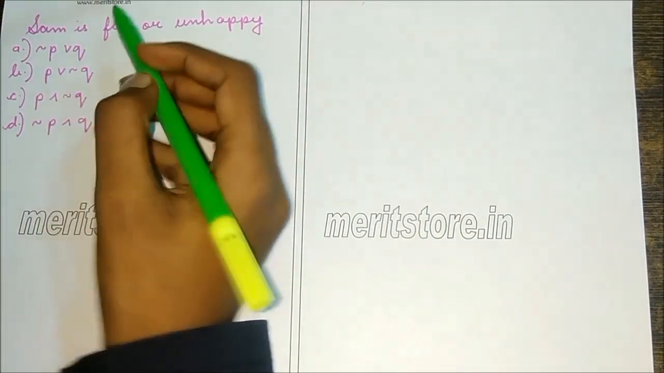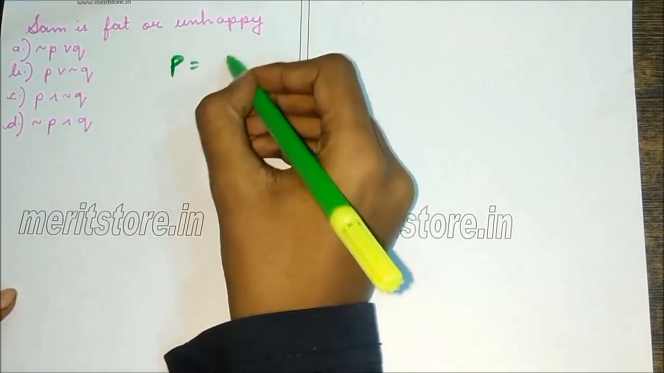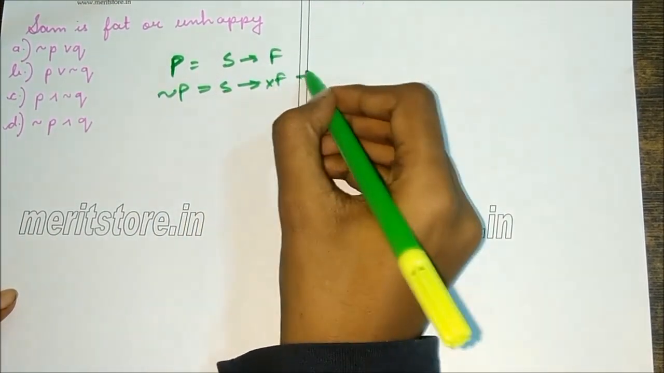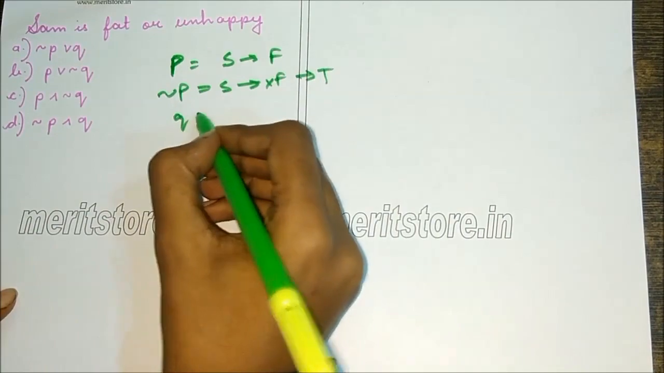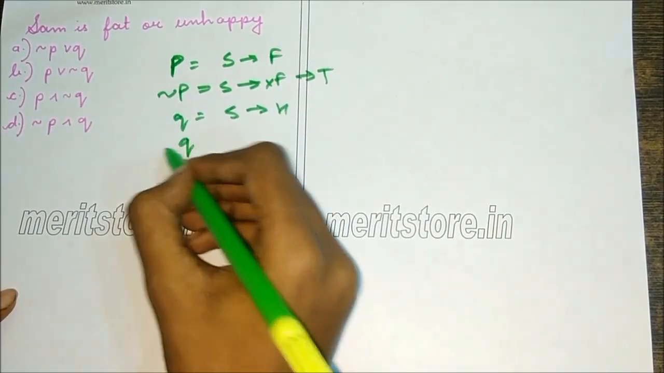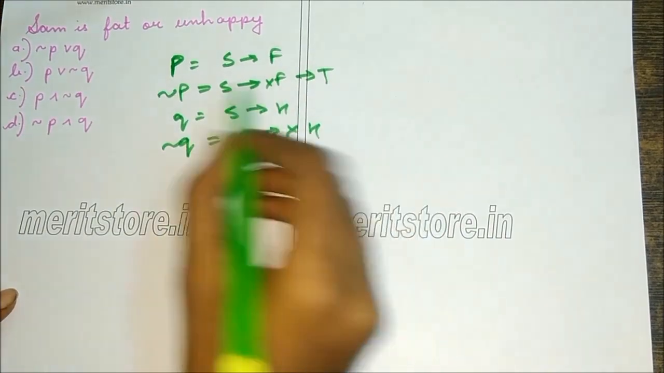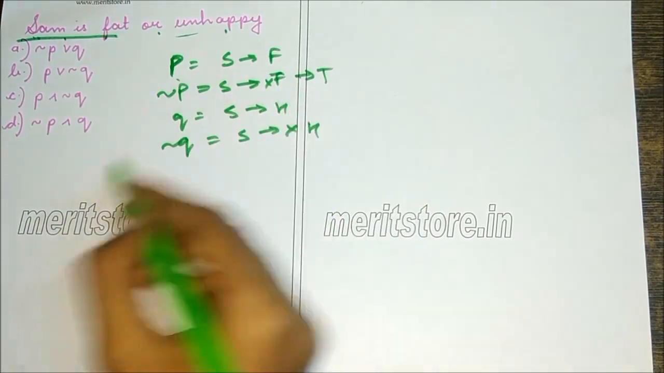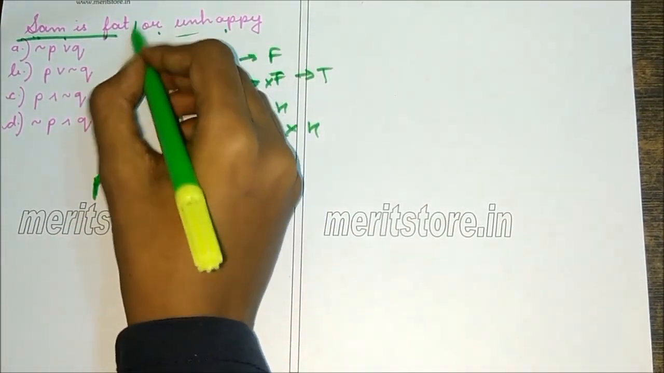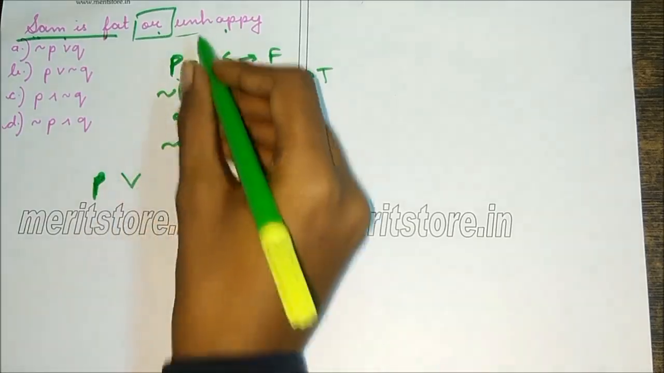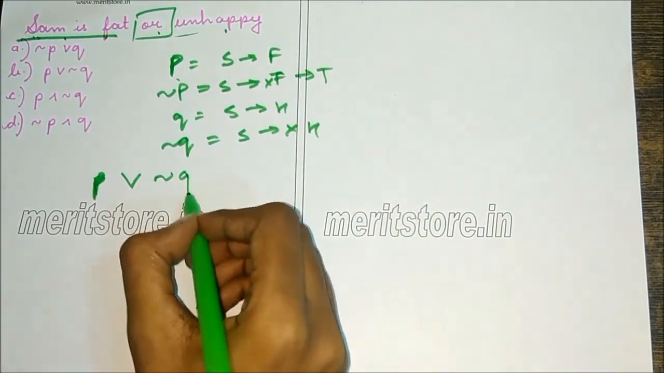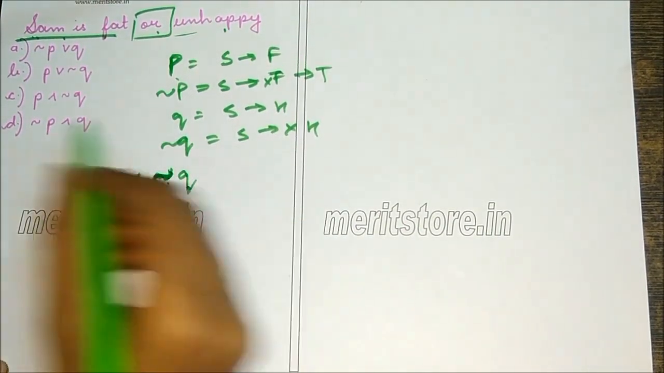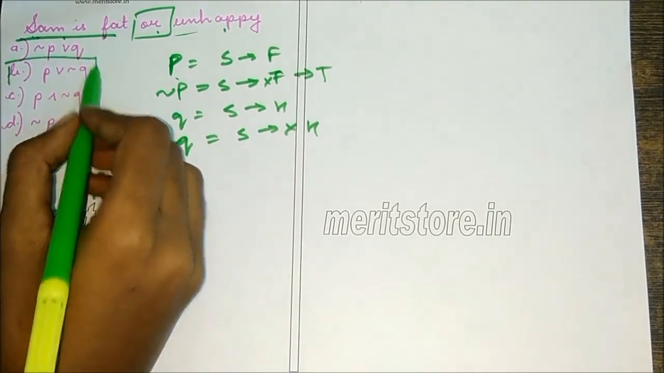Next statement is Sam is fat or unhappy. So P is Sam is fat. Negation of P is Sam is not fat or Sam is thin. Q is Sam is happy. Negation of Q is Sam is not happy. So the statement says Sam is fat or unhappy. Sam is fat is statement P, combined by or with Sam is unhappy, which is negation of Q. So the final statement is P or negation of Q, which is option B.